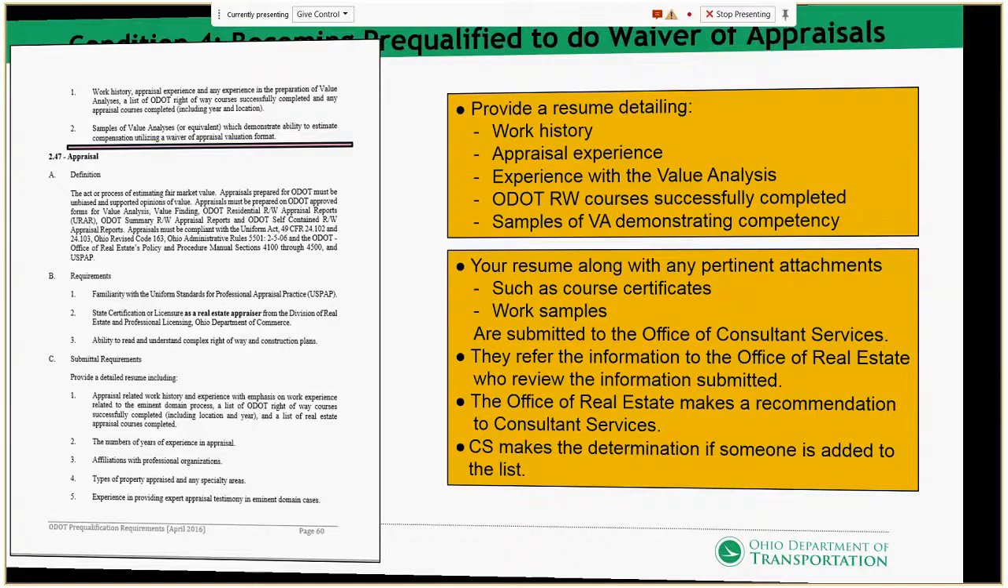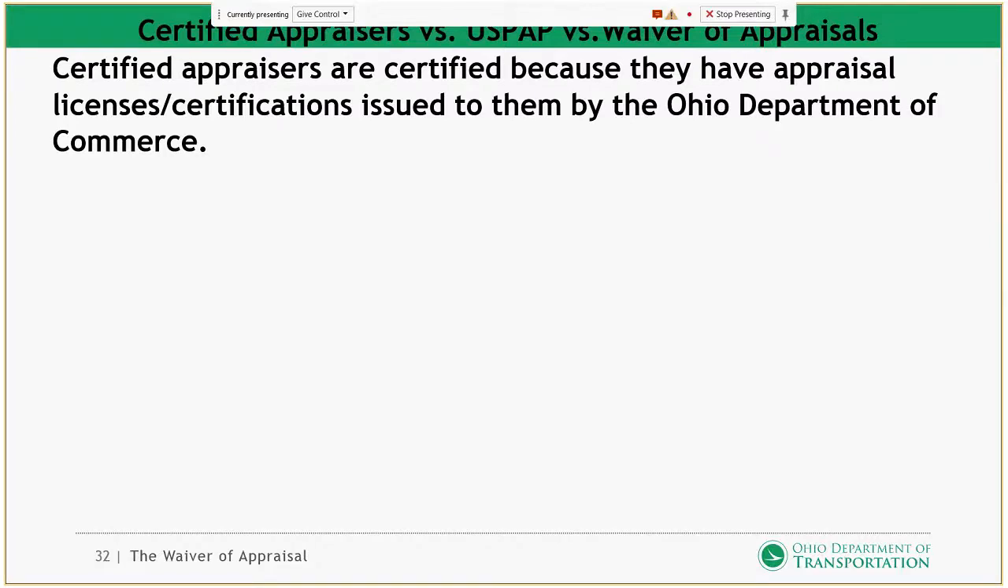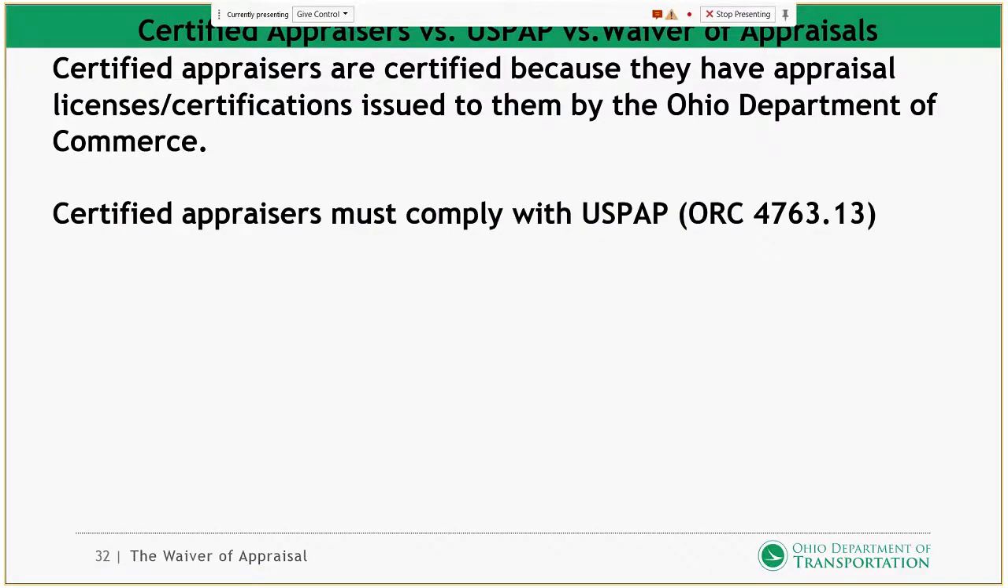All right, so this is going to get a little deep here. This is the interrelationship between certified appraisers versus USPAP, Uniform Standards for Professional Appraisal Practice, versus the waiver of appraisal provision. So we have 3 intervening variables here. Certified appraisers are certified because they have appraisal licenses and certifications issued to them by the Ohio Department of Commerce. Certified appraisers have to comply with USPAP. That is a requirement of the Ohio Revised Code. There's your citation.